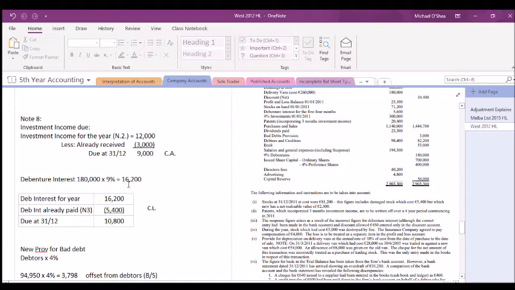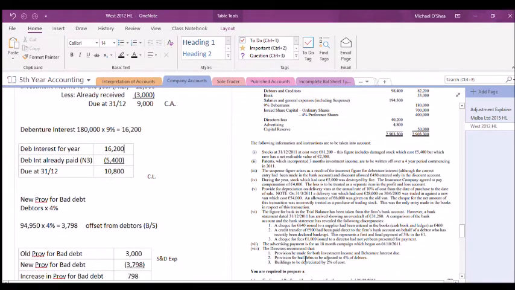Debenture interest, the total interest for the year is 16,200. I've already paid 5,400. This is the correct figure from the suspense note. Remember they showed 5,600 up here, and then we cancel the 200 to bring us to this balance. All of these are kind of pushed up. So the 5,400 is already paid, so I'm taking away that from the debenture interest to find out how much debenture interest for the year have I not paid, and it's 10,800. That's dealing with the first two.